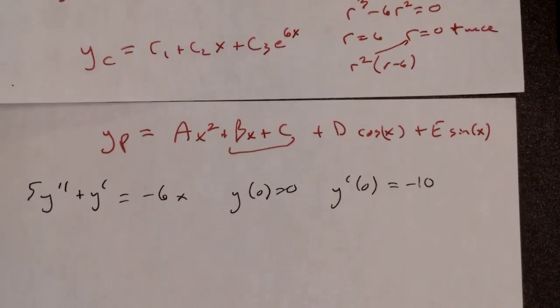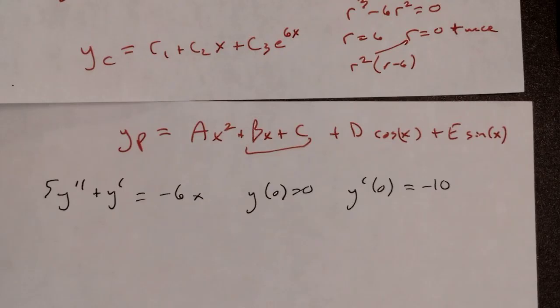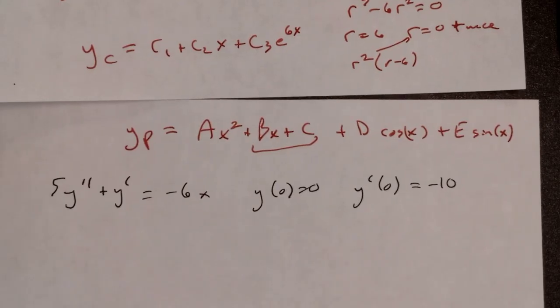Here we go. I want to do this one all the way through. I want to solve this one. I want the corresponding homogeneous. I want the particular, and then I want to find the numbers. Let's do the whole thing.